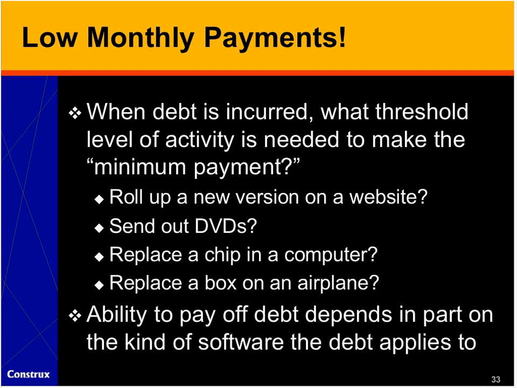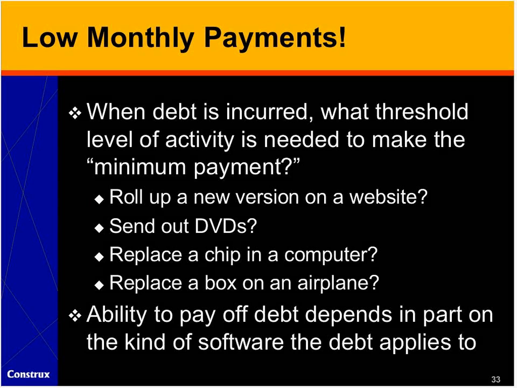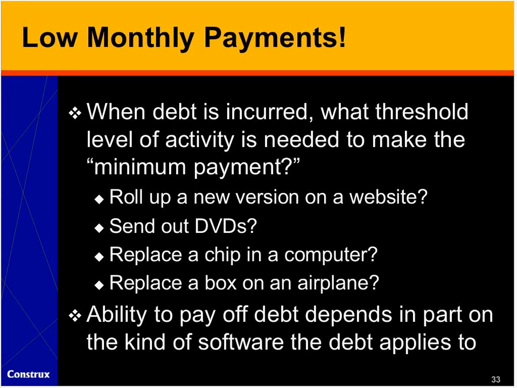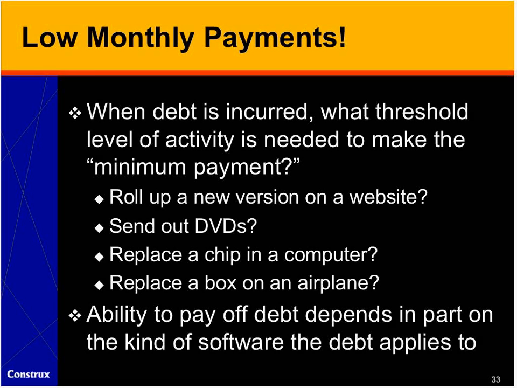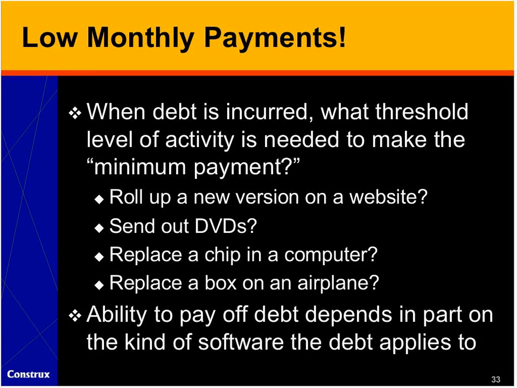Monthly payments is another relevant concept. And I think one of the things we ought to think about when we take on technical debt is what is the threshold level of activity needed to make a minimum payment. Is the threshold activity really low, like we roll up a new version on the website? Is it high, where we have some hard costs, like sending out DVDs? Or is it higher still, like we have to replace chips in a computer or replace a box on an airplane? Well, the ability to pay off debt depends in part on what the minimum payment is.